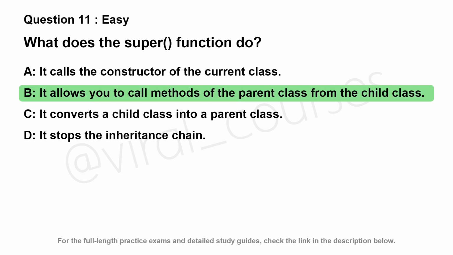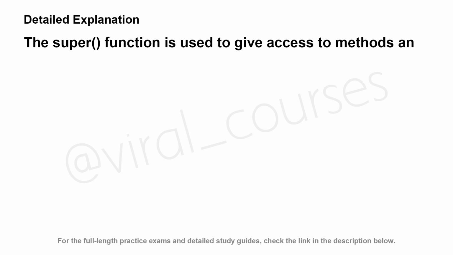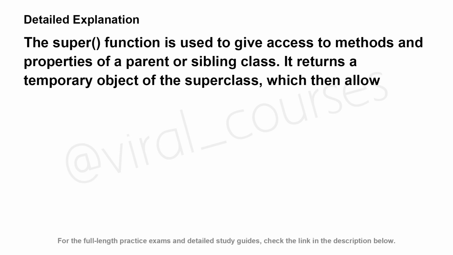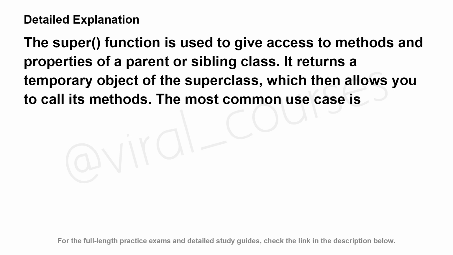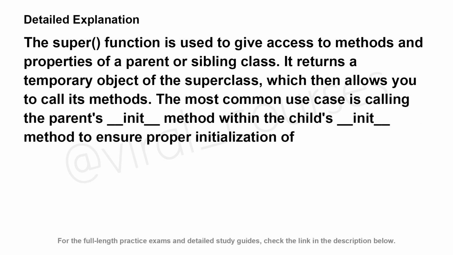The correct answer is B. The super function is used to give access to methods and properties of a parent or sibling class. It returns a temporary object of the superclass, which then allows you to call its methods. The most common use case is calling the parent's __init__ method within the child's __init__ method to ensure proper initialization of the base attributes.